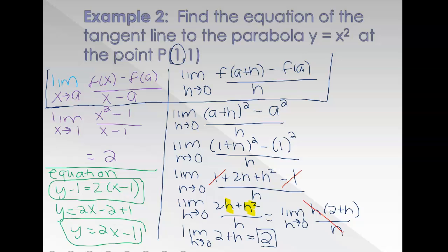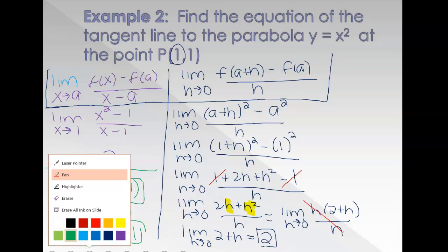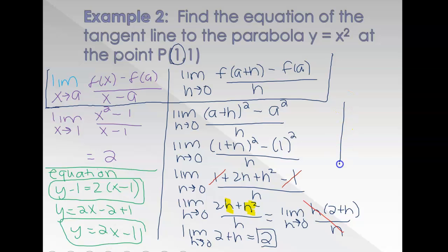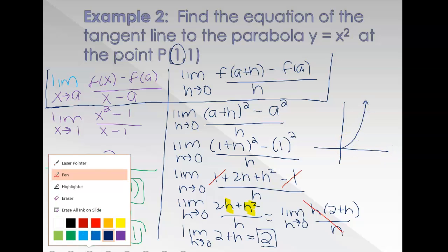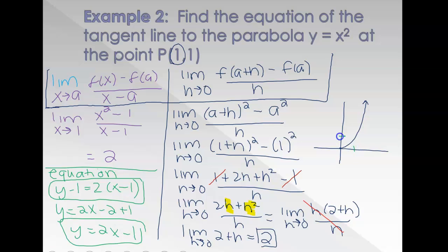That green equation represents the equation that goes through the point on the graph. So again, if here's my curve, y equals x squared, here is the point 1, 1. That green line represents the slope of the tangent line to that curve. So it represents the line that hits the curve once at that point.